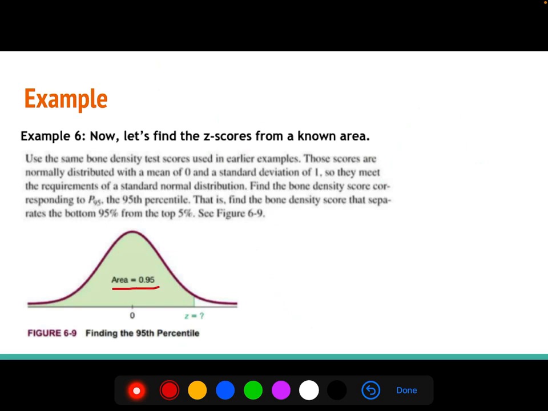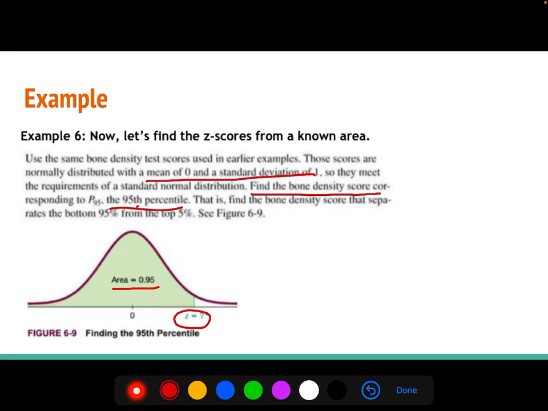Now we're going to go backwards. We're going to find the z-scores if we know the area. So here we have the area, and we want to know the z-score down here. So we're going to use our same bone density test scores that we had. The scores are normally distributed with a mean of 0, standard deviation of 1. So that means that these are standard normal distribution. So we can use our tables.